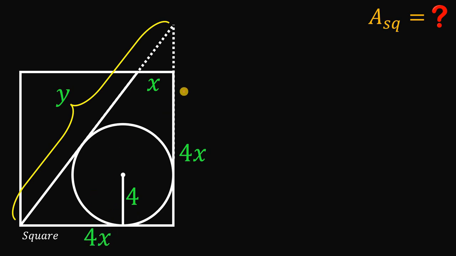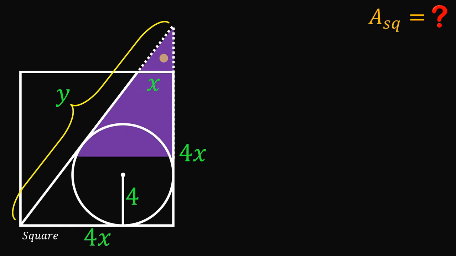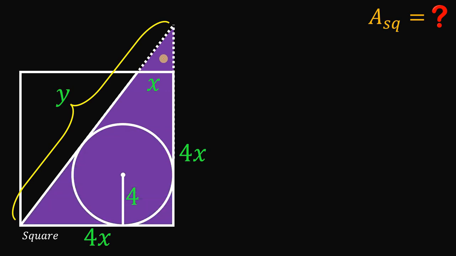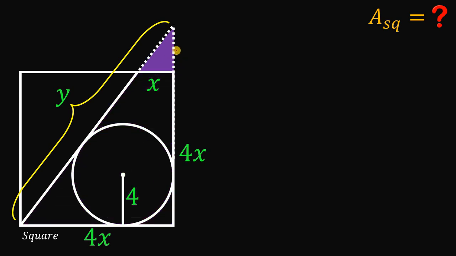Now, from here, we can see two similar right triangles. The first one is this small right triangle. And the second one is this big right triangle. They are similar to one another. Alright, now let's go back to the small right triangle, and let's call this side n. And again, why not? And then, we will use some ratio and proportion.